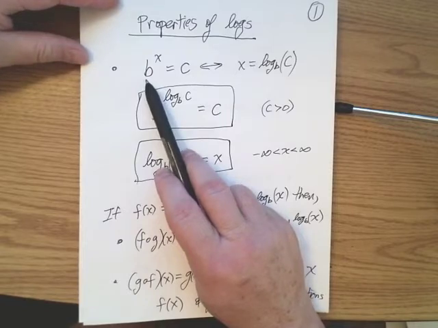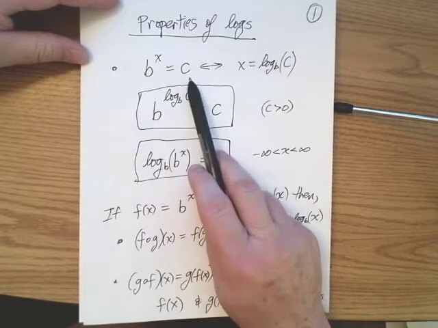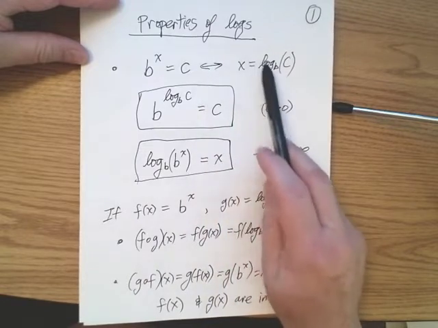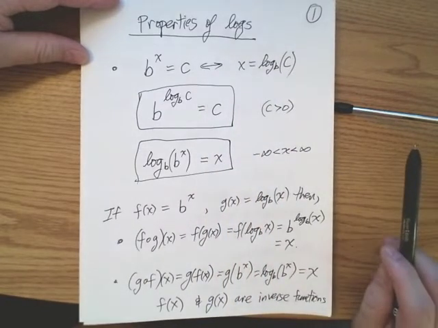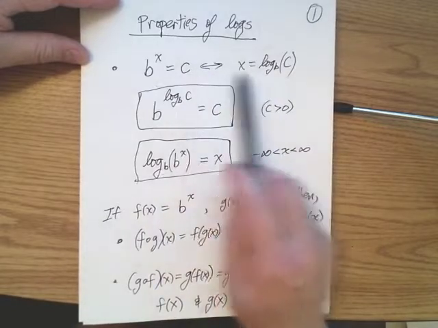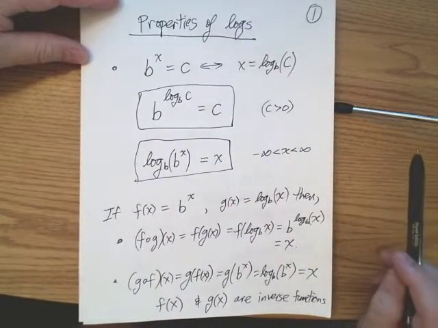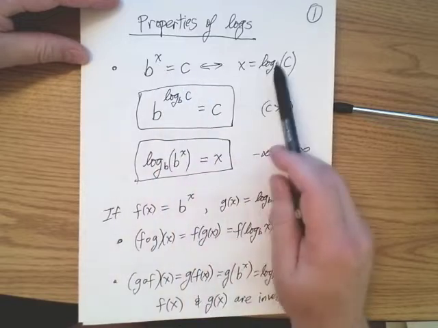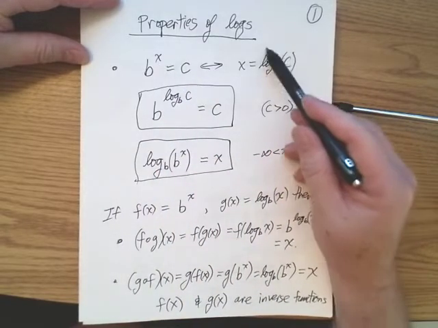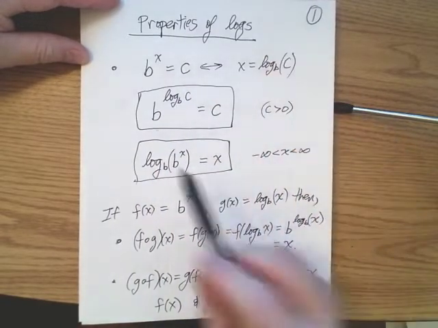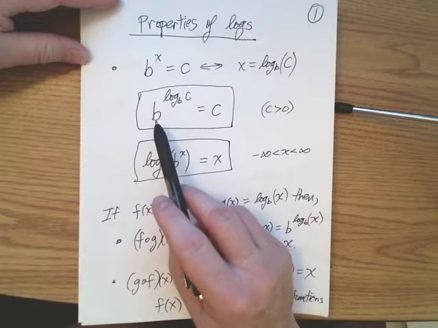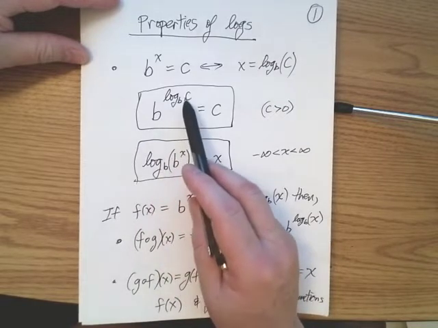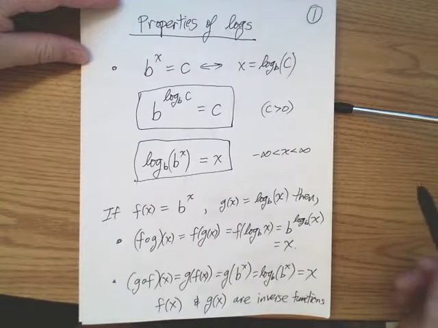Okay, b to the x is equal to c, right, if and only if what? x is the logarithm base b of the value c, right? These are saying the same thing in two different ways. Now if I came up here and replaced x literally by this expression here, logarithm base b of c, you see what I would have is b to the logarithm base b of c is equal to c.